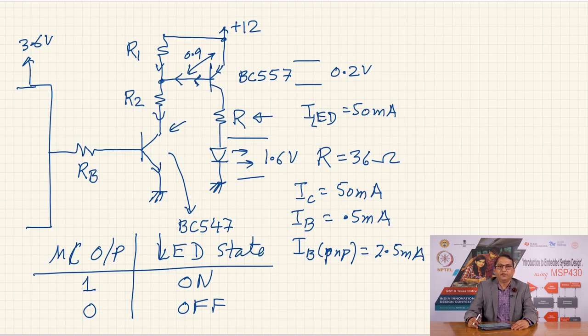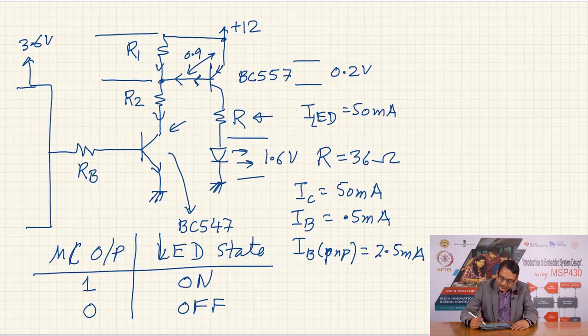Now, how much current will flow through R1 will depend on the value of R1 and the voltage drop across R1, and that voltage when the PNP transistor is saturated, we have already estimated to be 0.9 volts, and therefore, the collector current of the NPN transistor.